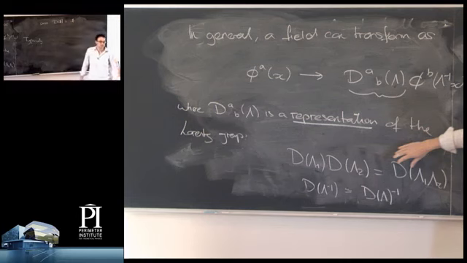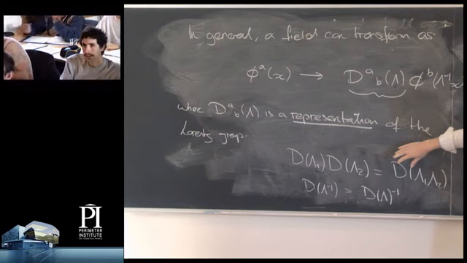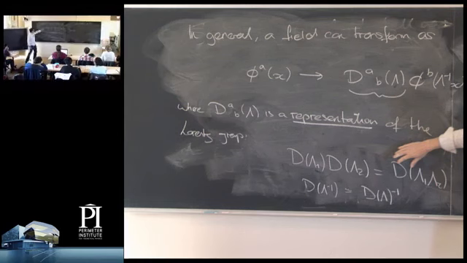Is this necessary? You'd think with the first two axioms, this third one's not necessary. Yeah, it could well be. Good, so what we want is to find all possible Ds such that this is true. That's what's meant by finding all representations of the Lorentz group.